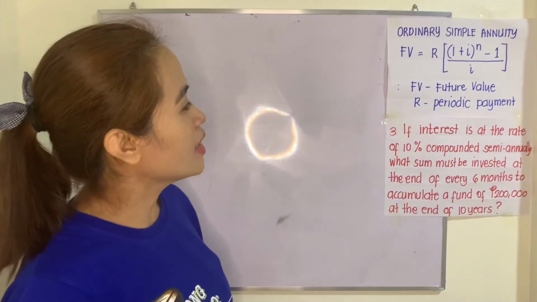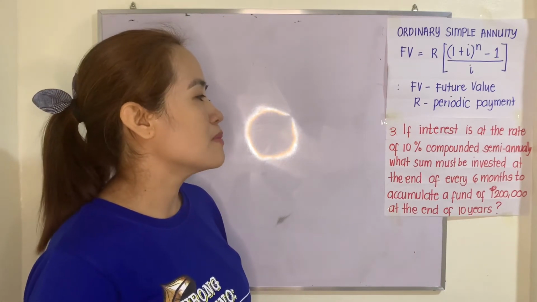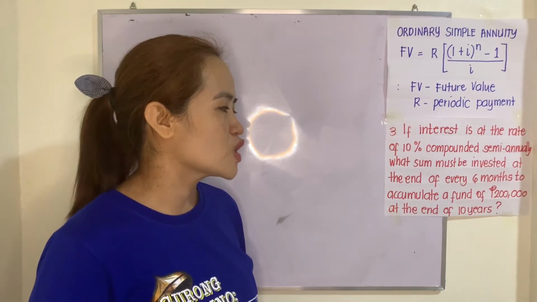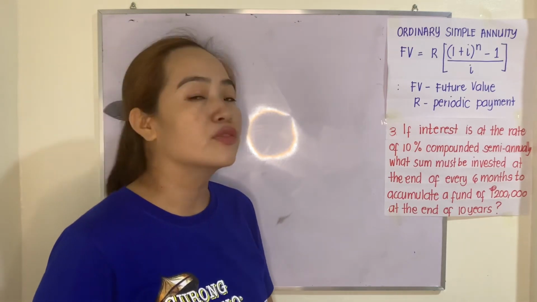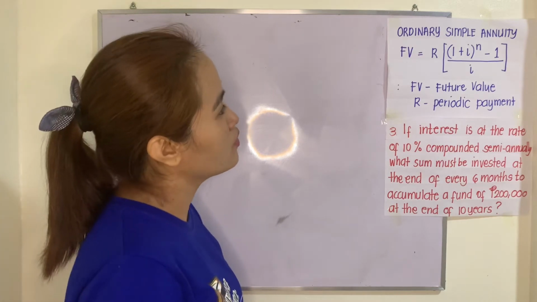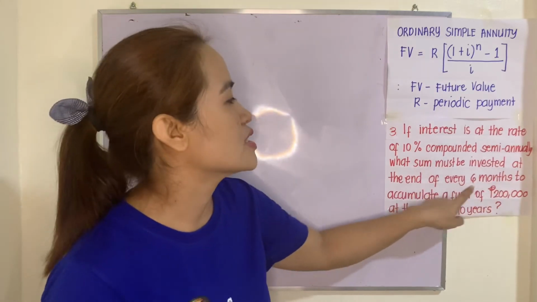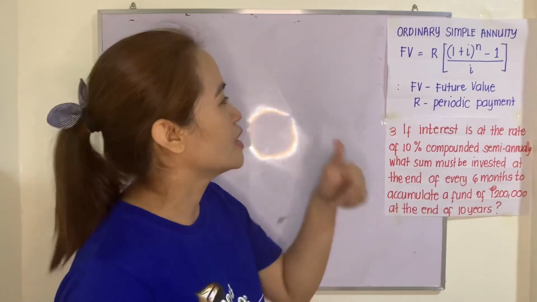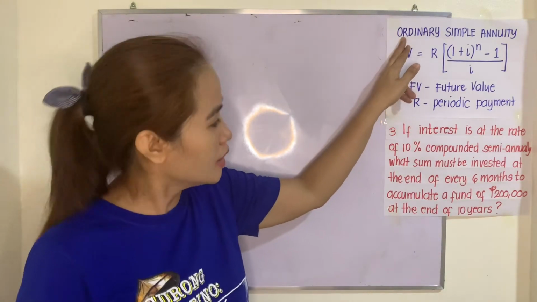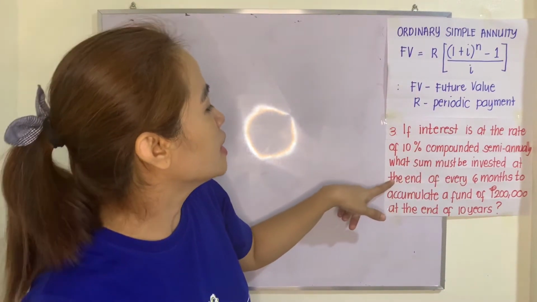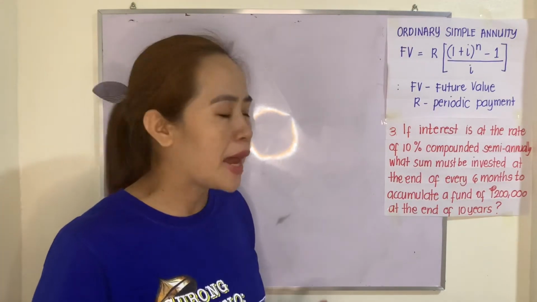Example number 3. If interest is at the rate of 10% compounded semi-annually, what sum must be invested at the end of every 6 months to accumulate a fund of 200,000 at the end of 10 years. Let us verify whether it is really a simple annuity. Semi-annually, every 6 months, they are the same. It's really simple. Next, let us verify whether it is ordinary. It says here, at the end of every 6 months. So that's why it is really an ordinary simple annuity.